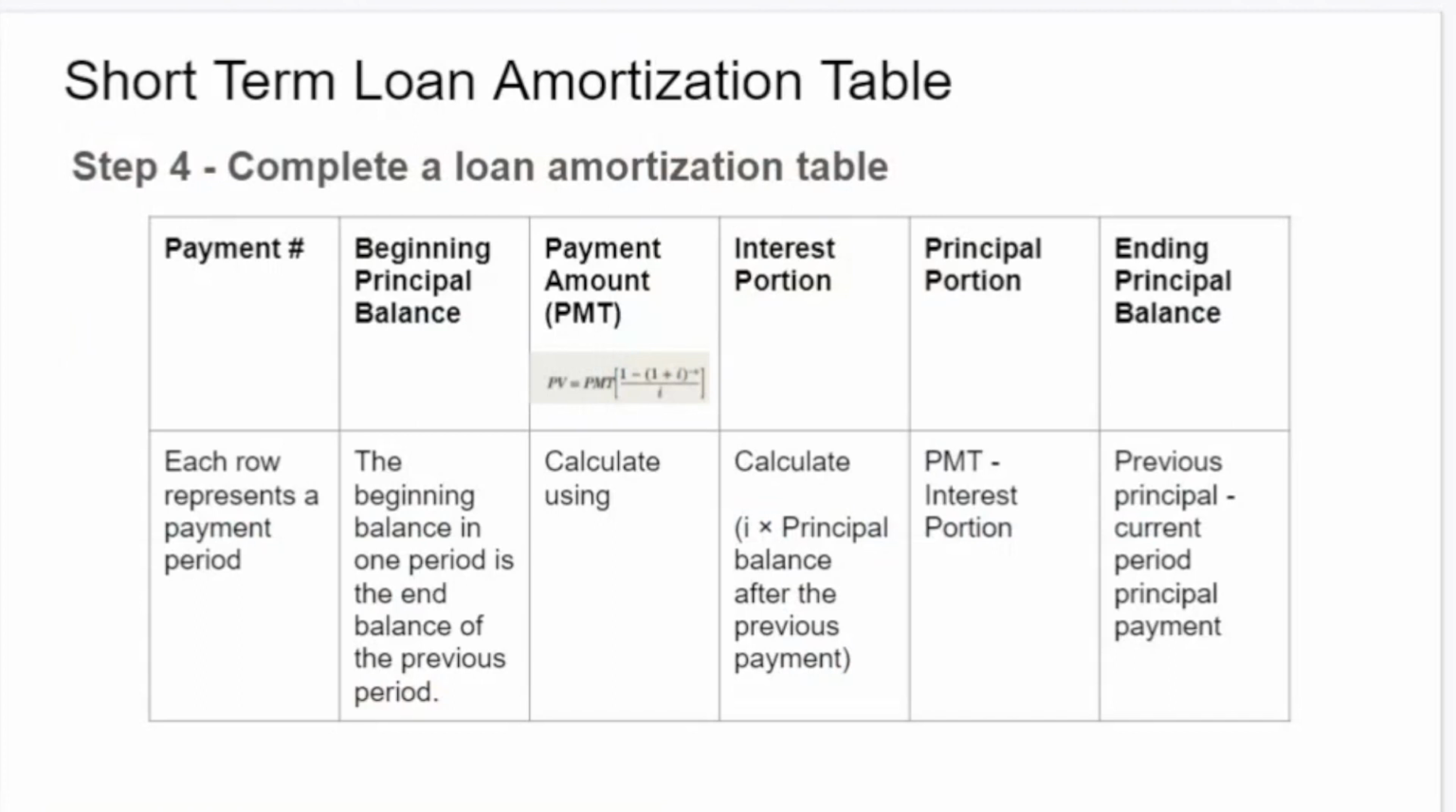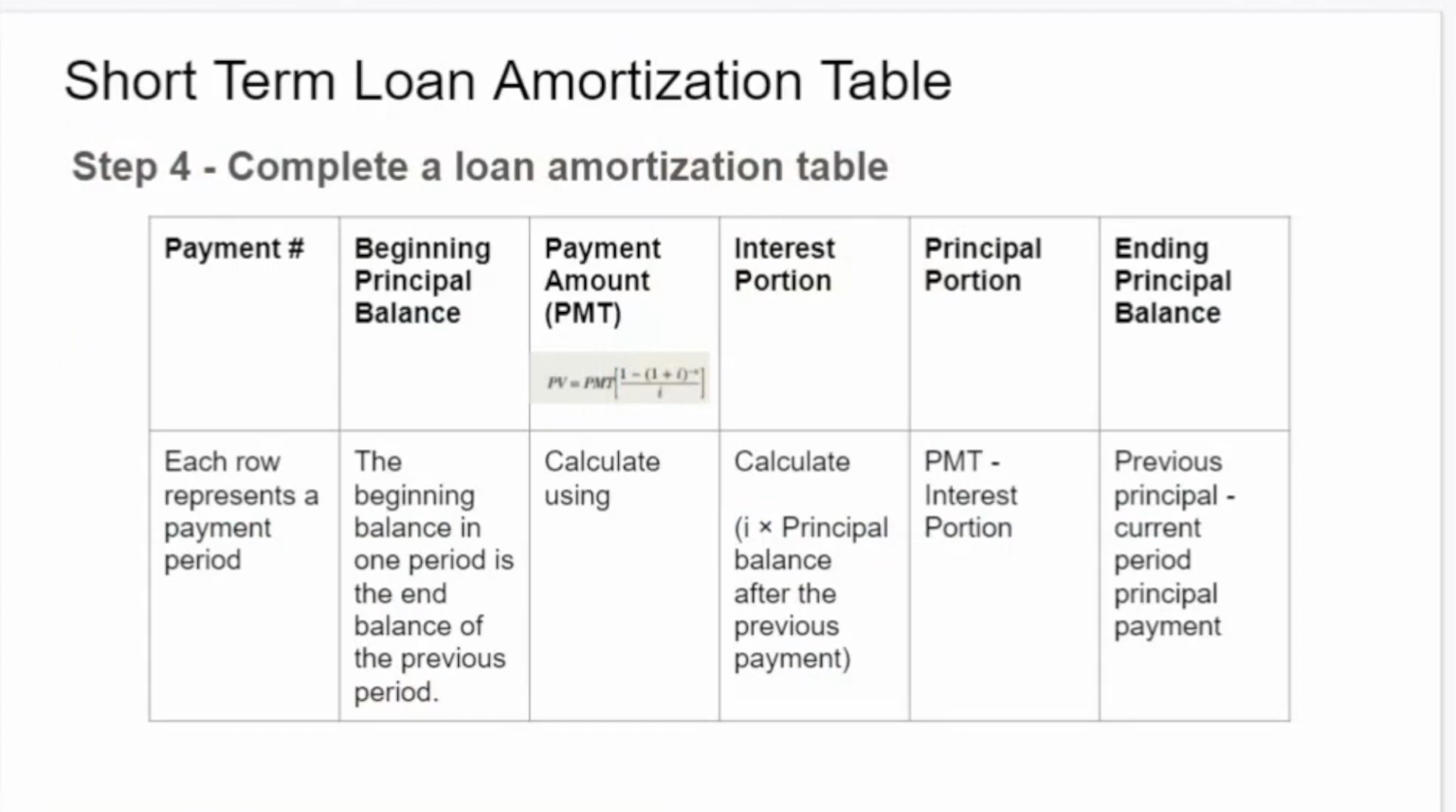So we'll have 5 payments. The beginning balance of the principal in one period is the end balance of the previous period. So the very first amount that we're going to put in there is the amount of the loan, because that's what we borrowed. Everything else we put in there is going to be what the balance was at the end of the previous period. The payment amount, as I said, we plug in the present value formula. We just plug the information in there and we'll get the PMT.